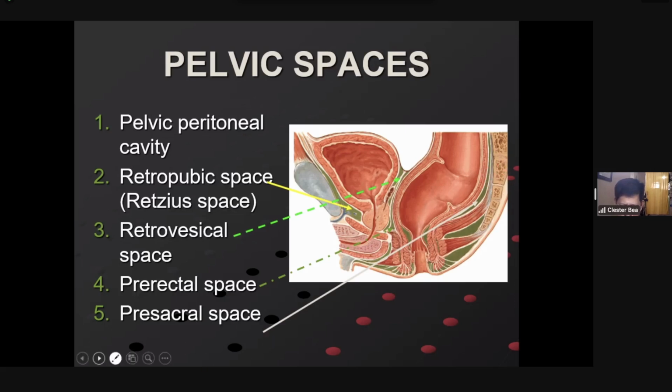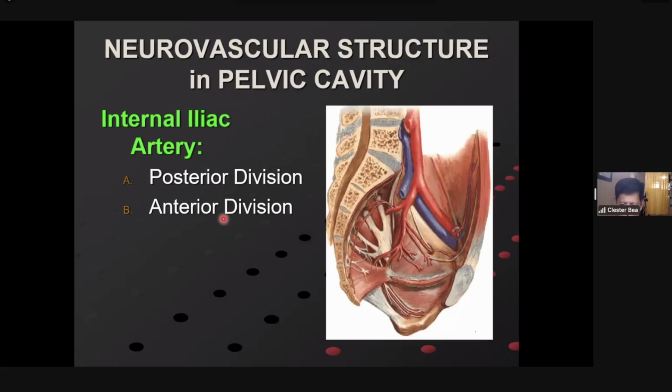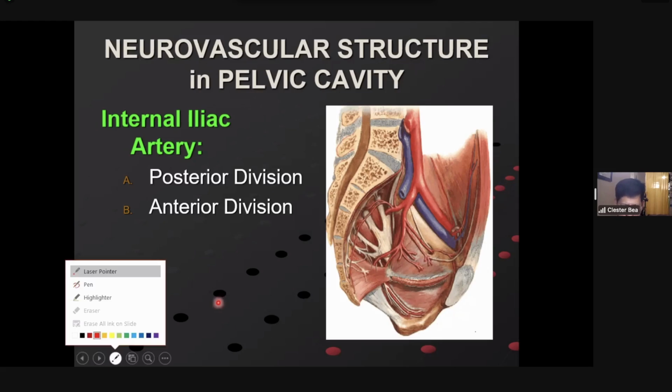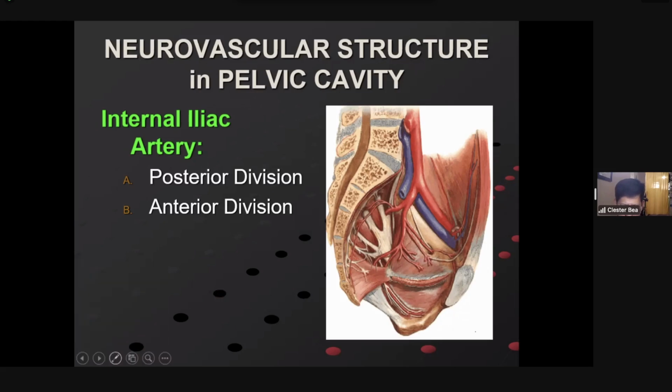All right. Now let's go to the blood vessels and nerves. We'll start first with the blood vessels. Most of the blood vessels, not all, that go into the pelvic cavity come from the internal iliac artery. The internal iliac artery is one of the two terminal branches of the common iliac.